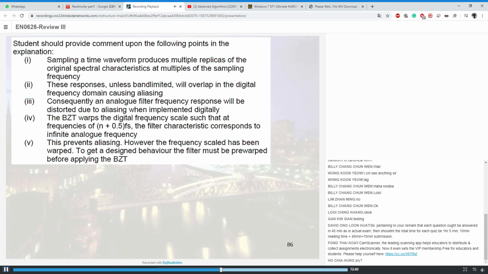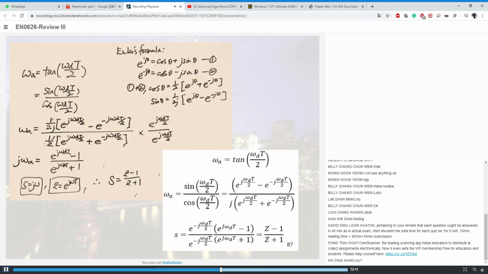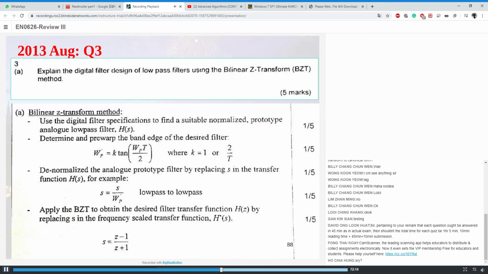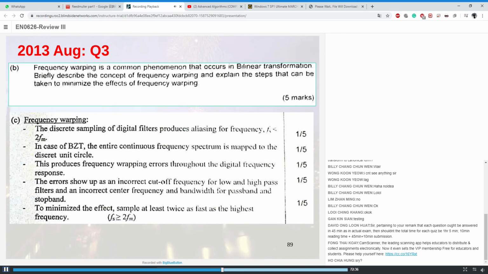Okay, so I leave it to you to read. This one will be the proving part. Then another one will be to explain the design process. That means you want to design a digital filter, a low pass filter, using the BZT method. So these are the steps to describe. That's how I mentioned three steps. Then you can describe the process, how you obtain the answers at the end.